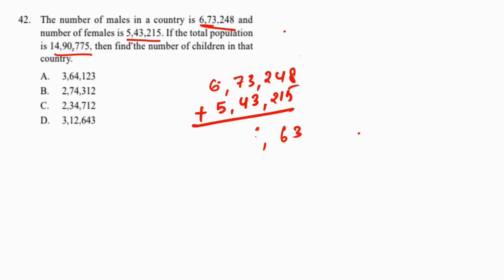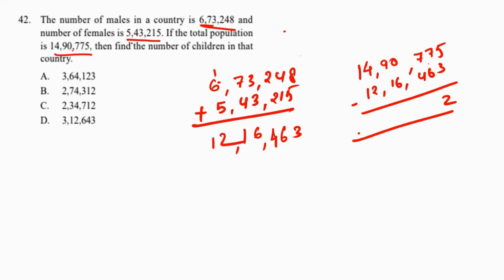12 lakh 16,463. Now we should subtract this from the total population that we have, 14 lakh 90,775, minus 12,16,463. If we subtract this, we would be getting 2,74,312. Option B is the answer.